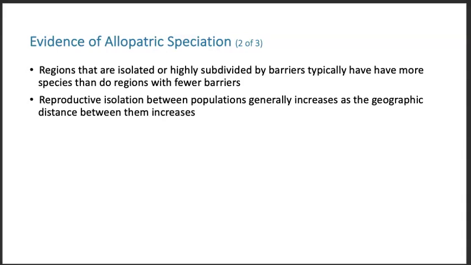So just kind of starting to sum up this evidence for allopatric speciation, regions that are isolated or highly subdivided. You can think about different canyons in a mountain range or something along those lines. You're going to have allopatric speciation, and there's going to be more species around because of that than you would find in areas where there are fewer barriers. So more barriers is equal to having more species around. Like more geographic barriers, you're going to end up having more species there. When there are fewer barriers, there's going to be fewer species around. Also, we can say in general that isolation between populations does increase as distance between them increases as well. So a barrier doesn't just have to be like a mountain range, it can literally be distance.